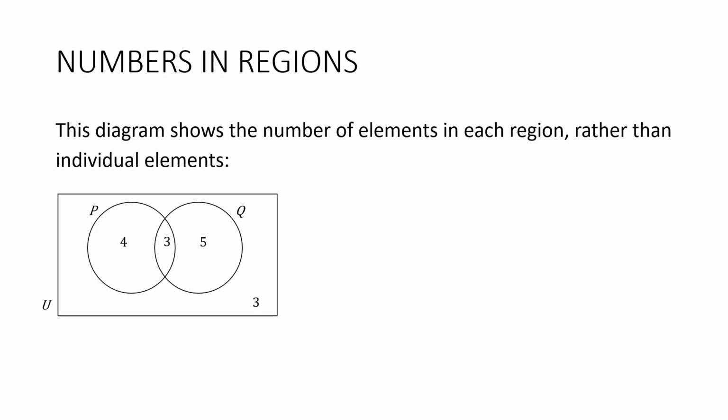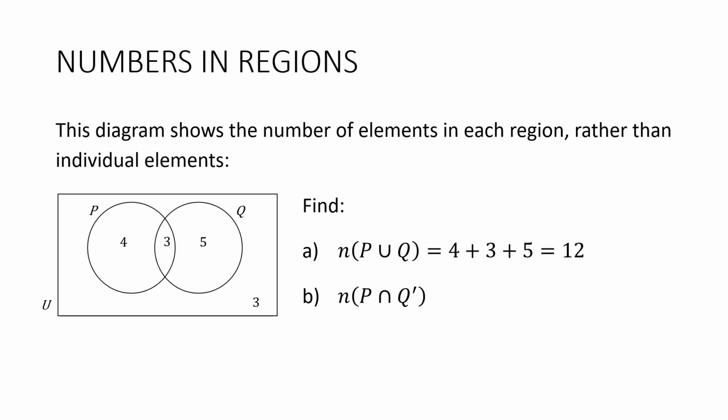Now a Venn diagram could show the total number of elements in each region rather than the individual elements, like in this example. Let's find the number of elements in the union of P and Q. So that's everything in P and everything in Q, including the overlap, but don't double up. So it's 4 plus 3 plus 5, which is 12. How about the number of elements in P, but not in Q? So that's just here. So that is 4.